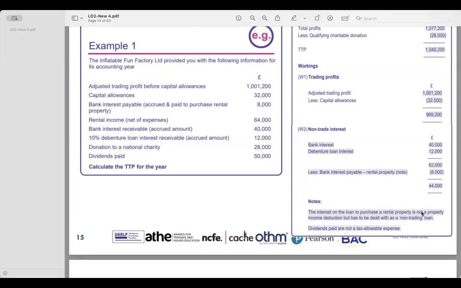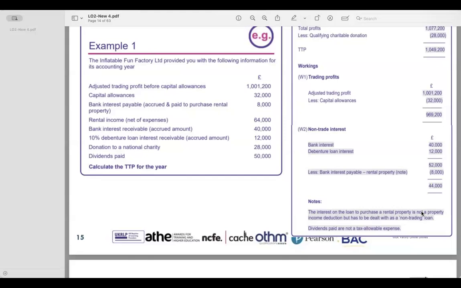Right. So donations to national charity: the company made a charitable donation of 28,000 pounds. Dividend paid: the company paid out a 50,000 pound dividend. After considering all these factors, we calculate the taxable total profit for the year, which amounts to 62,000 pounds.